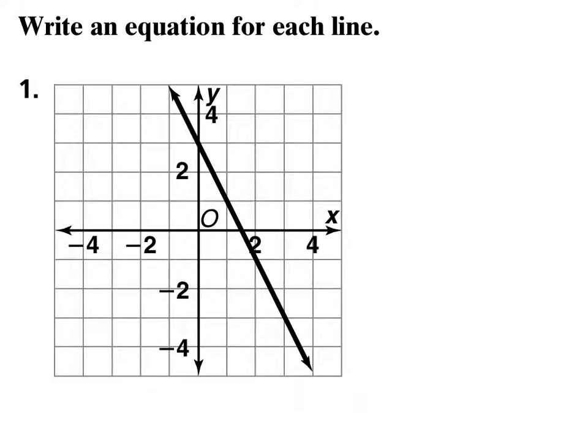So on these next three, we're going to be writing the equation for each of these lines, which means you need the slope and the y-intercept. So take a minute on this one, talk with your neighbor about how you would write the equation, and then we'll go over it. 1 minute with your neighbor, go.